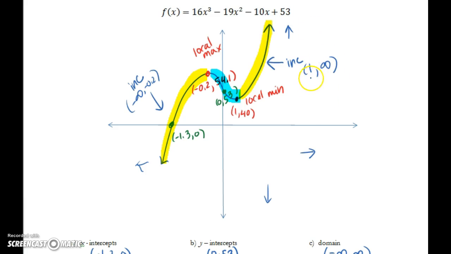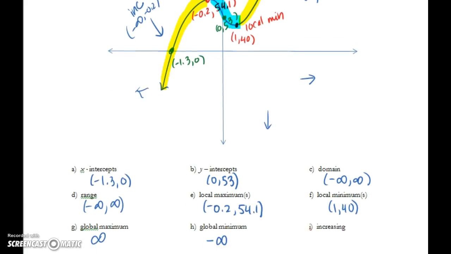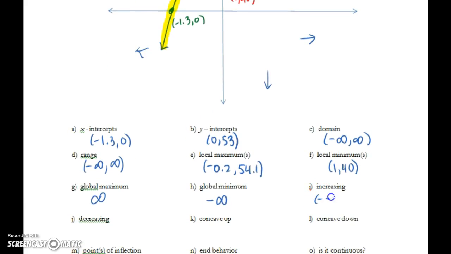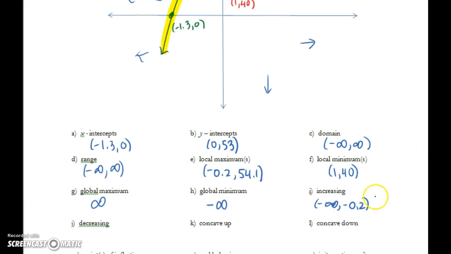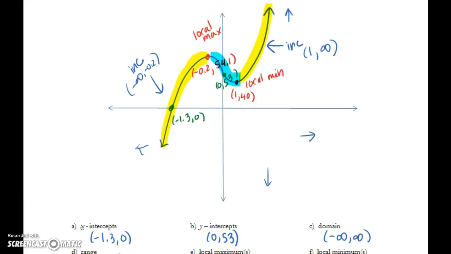So again, this is interval notation that we're using to describe where it's increasing, and we indicate with the x values through which the graph is increasing or decreasing. So it's increasing from -infinity to -0.2, and also from 1 to infinity. And when there are multiple intervals, we connect them with a U that symbolizes the union of those two. We're including both.